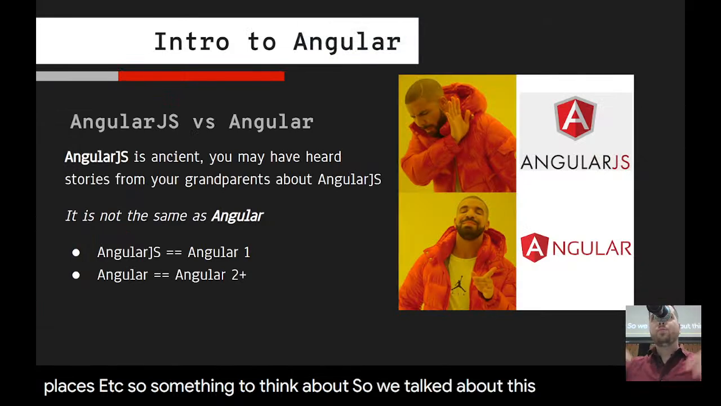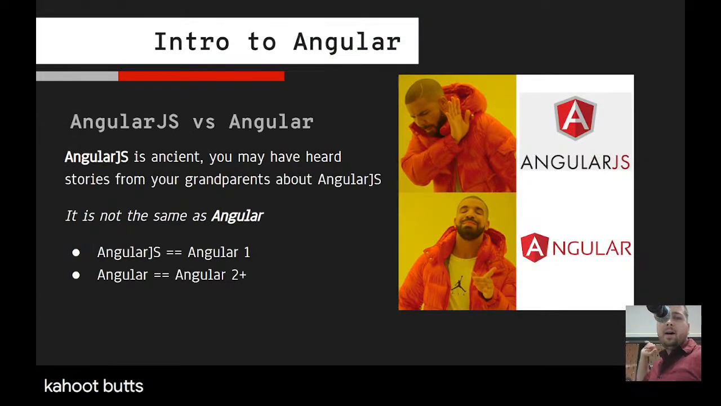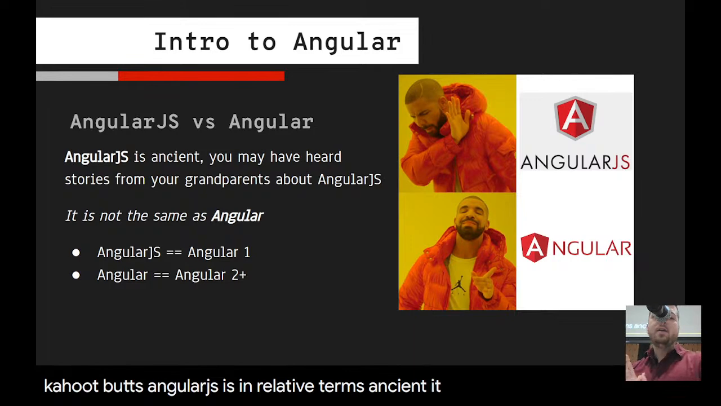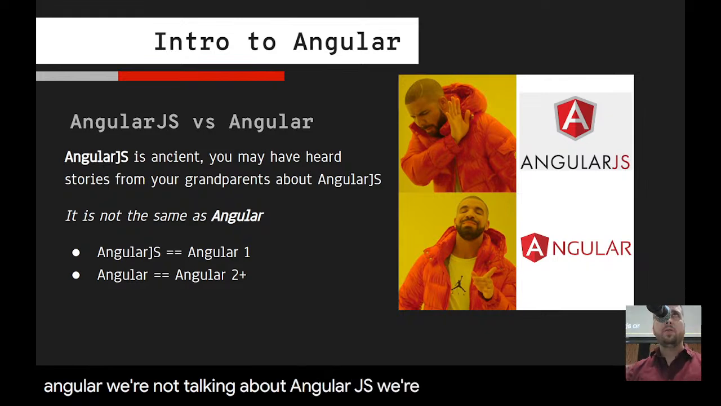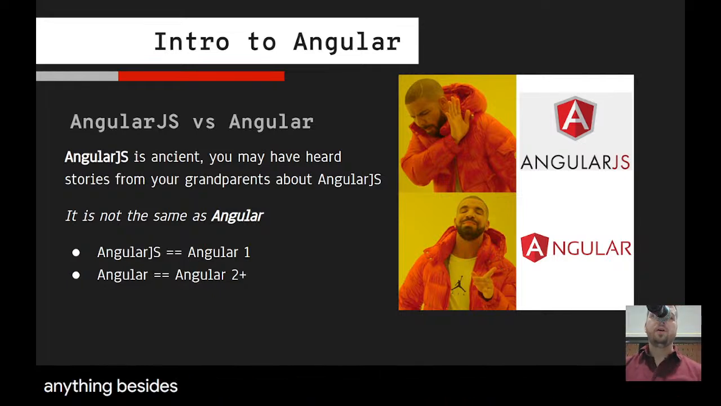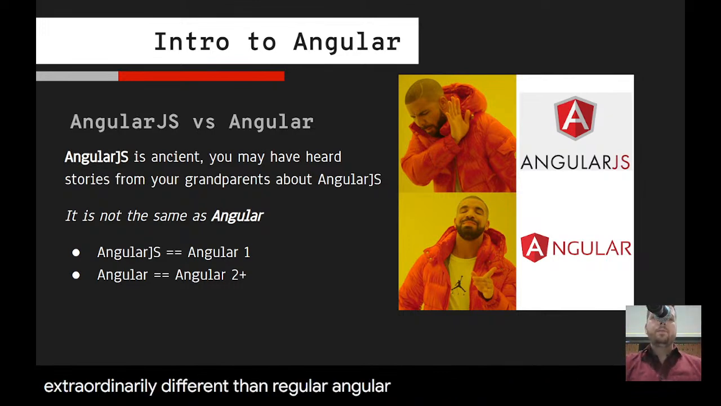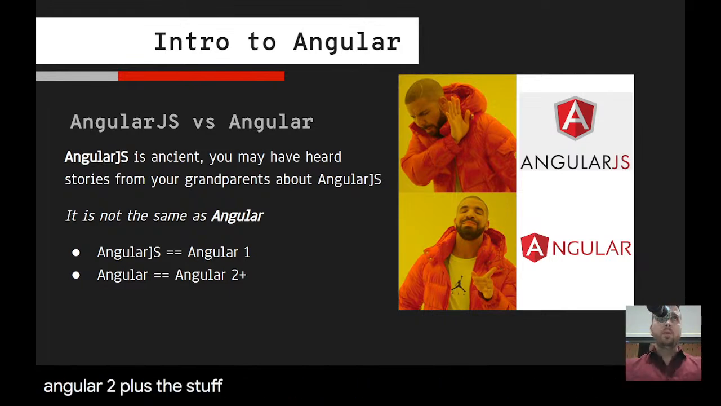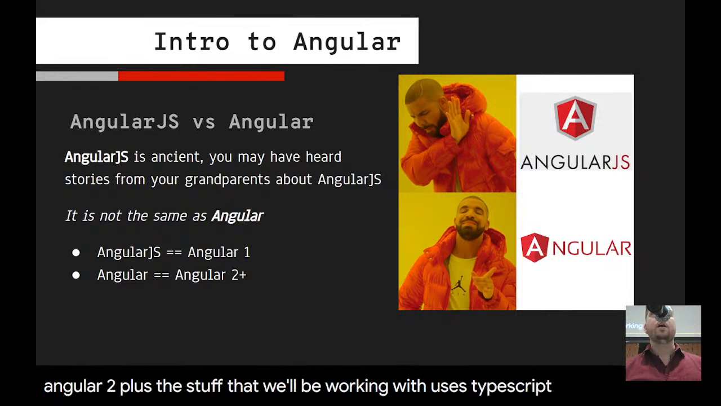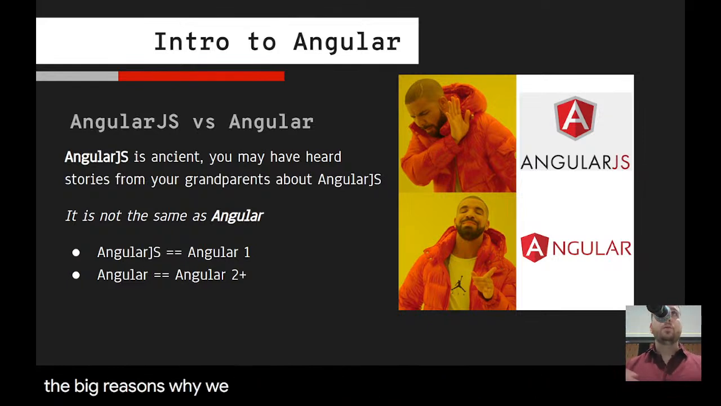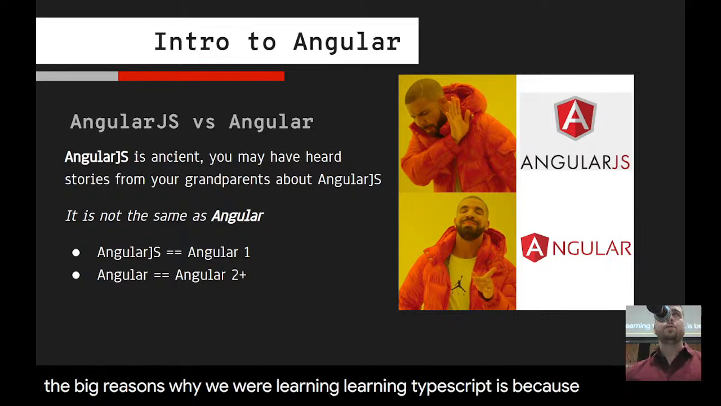We talked about this briefly during the Kahoot, but AngularJS is, in relative terms, ancient. When we say Angular, we're not talking about AngularJS. We're talking about Angular 2 plus. So anything besides Angular 1 is what we mean by Angular. AngularJS is extraordinarily different than regular Angular. One of the biggest differences is that Angular 2 plus, the stuff that we'll be working with, uses TypeScript. And that was one of the big reasons why we were learning TypeScript, because Angular uses TypeScript.